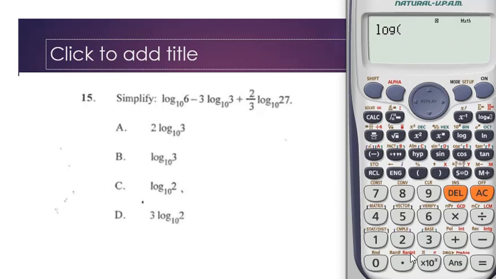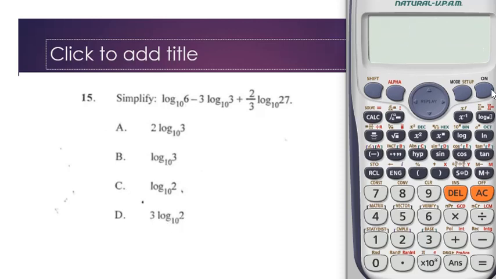Now let's proceed to C. So we have log base 10 of 2. You can notice that we have 0.3. That's the right answer we had when we punched this on our calculator. So the correct answer is C. Let me prove to you that the correct answer is C.